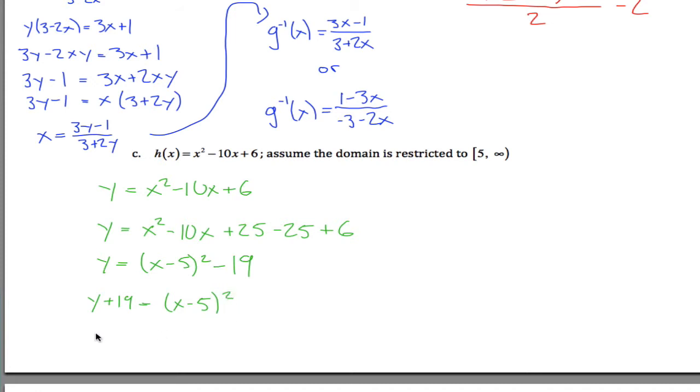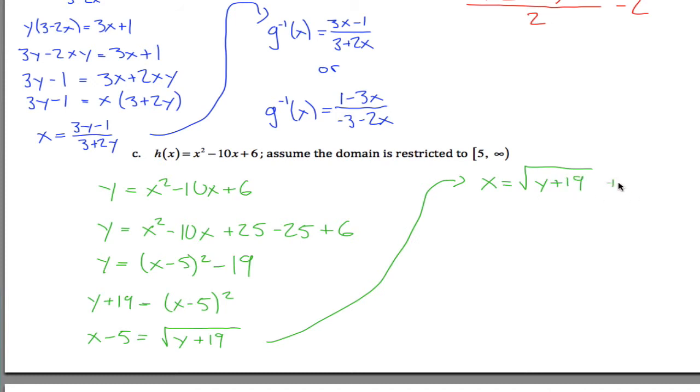Take the square root of both sides. Normally when you take the square root of both sides of an equation, you have to put in the plus or minus. However, since we restricted the domain to the positive half here of this parabola, we don't end up with a negative square root here. So if we add 5 to both sides, you get x equals the square root of y plus 19 plus 5. In other words, h inverse of x is the square root of x plus 19 plus 5.